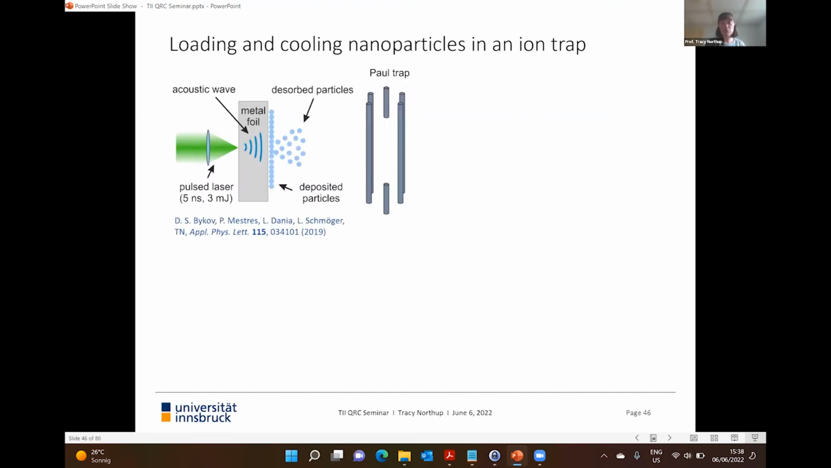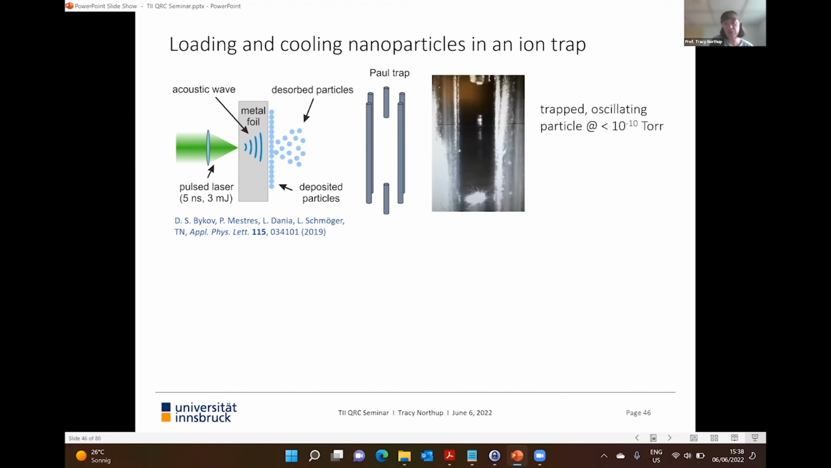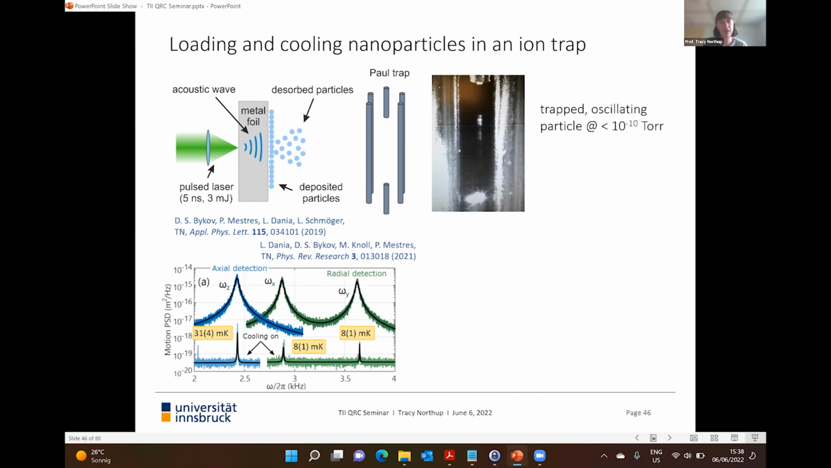So we've been focusing on the nuts and bolts of getting there in the past few years. We've shown that we can load and cool nanoparticles in an ion trap. We work at ultra high vacuum with these particles. So this is a picture of a trapped oscillating particle at below 10 to the minus 10 torr. We've shown last year that we can now cool these particles in an ion trap to about 10 millikelvin.